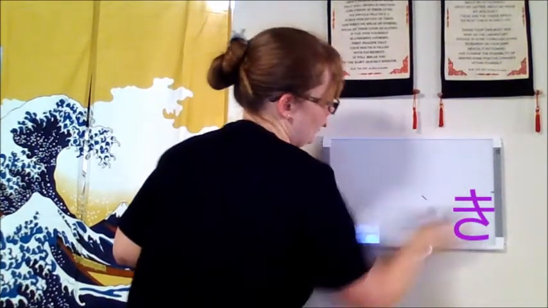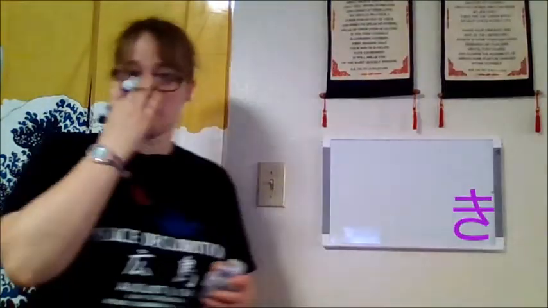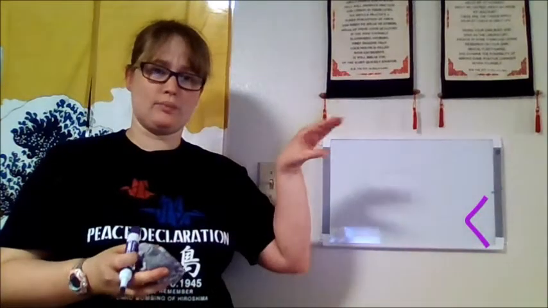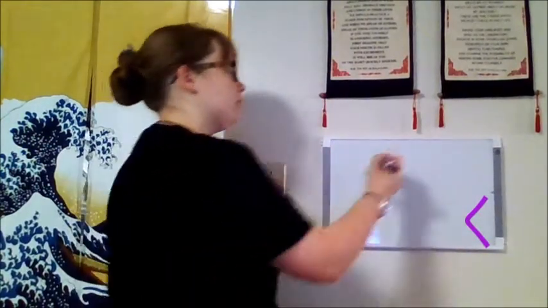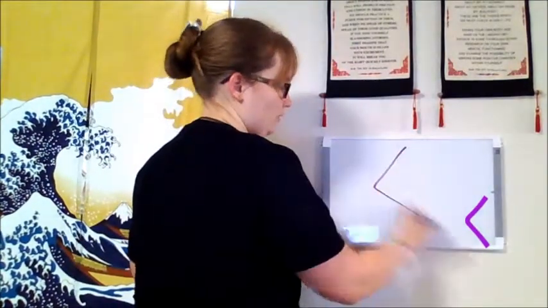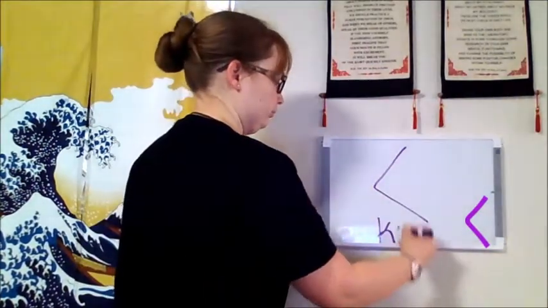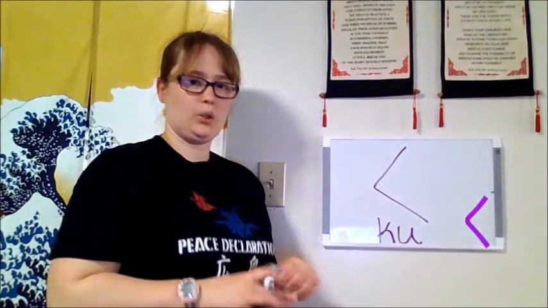Next we have ku. And ku's really simple because ku looks like a cuckoo bird's mouth. So it's just one stroke, one, and cuckoo. Ku.